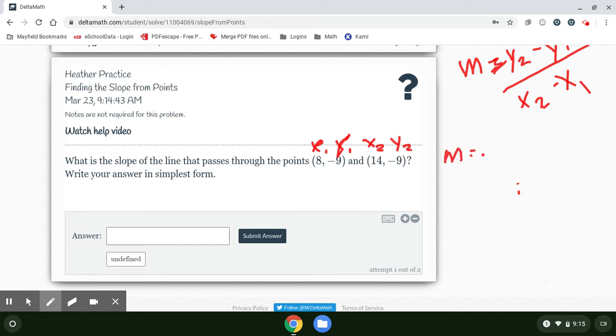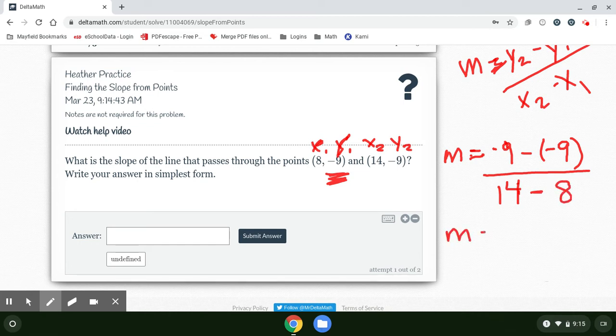So I have to do y2 minus y1. So y2, negative 9, minus y1, which is also over here, that's also negative 9. I'm going to put that in parentheses so I don't confuse, over x2. x2 is 14, minus x1, which is 8.